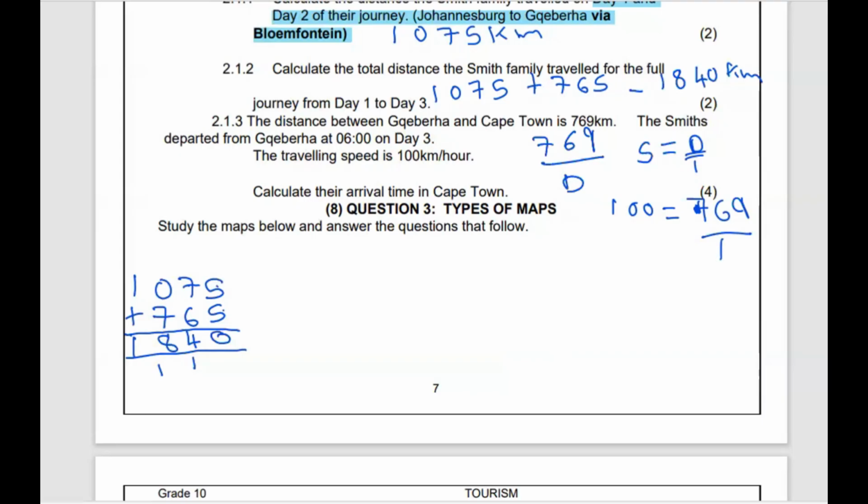So we are looking for time. We haven't been given time. So in order to calculate our time, we have to change the equation here. We have been given 100 kilometers per hour, then we also have been given 769. So we have to divide 769.